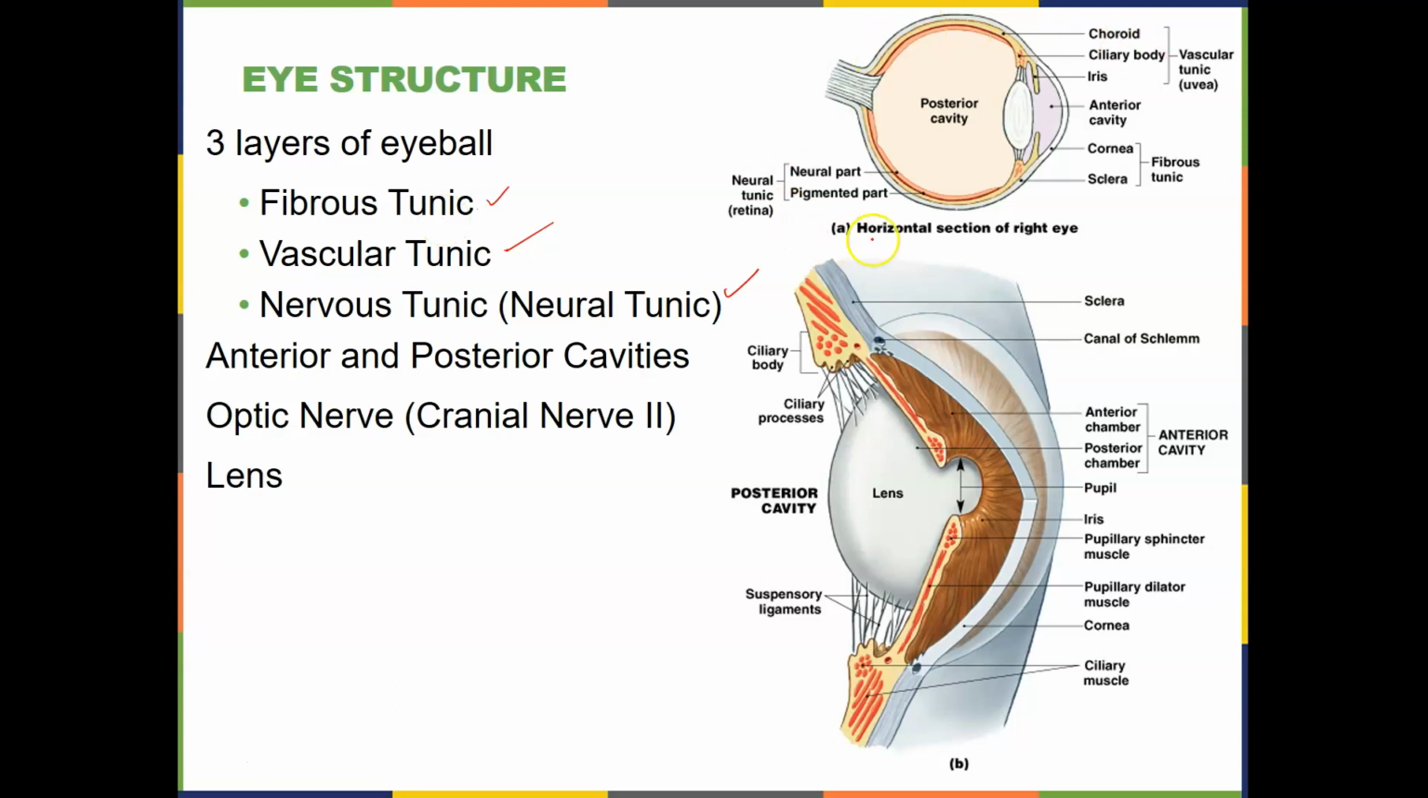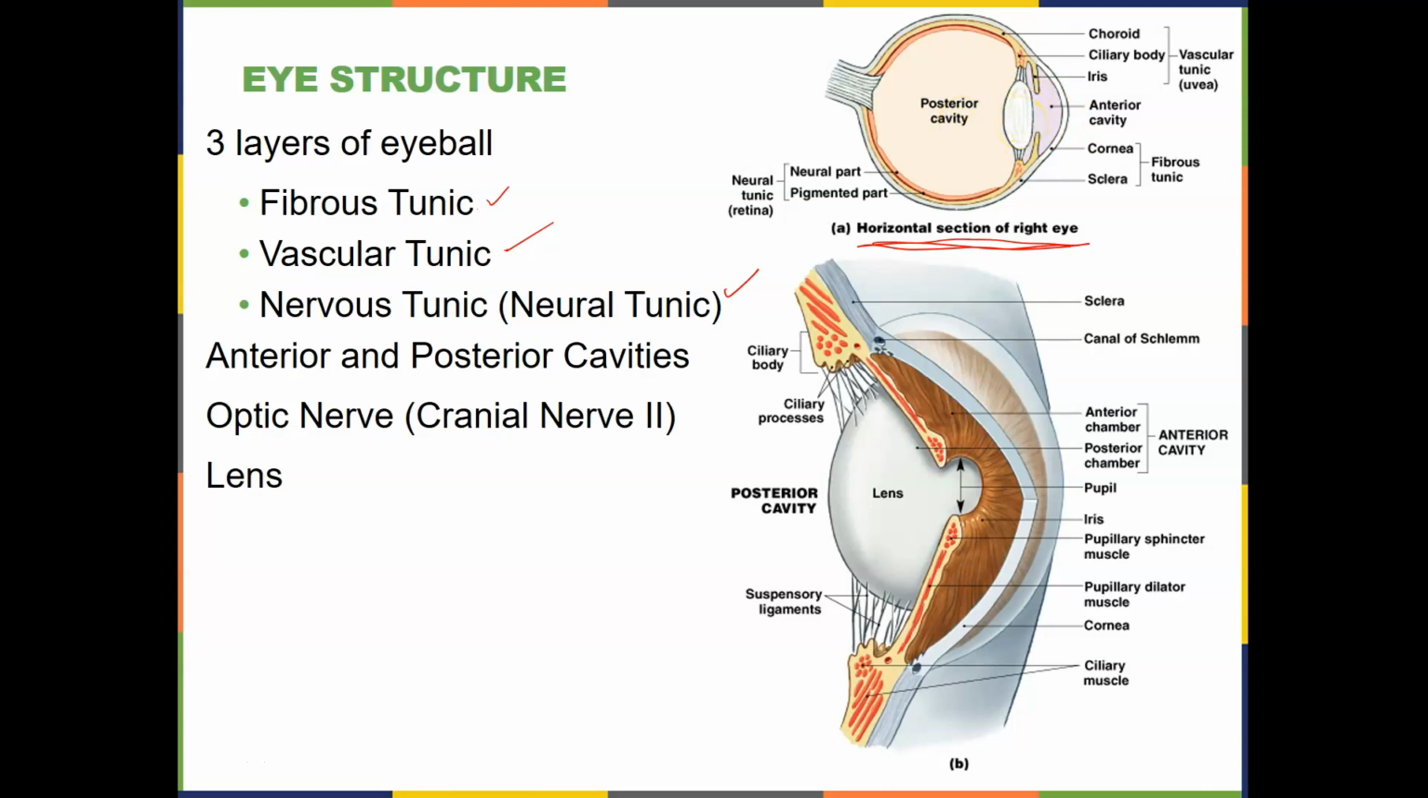So in this horizontal section through the right eye, the vascular tunic is going to consist of the choroid, the ciliary body, and the iris. The fibrous tunic is going to consist of the cornea and the sclera. The cornea is the clear part of the skin on the outside of the eye. The sclera is the white part. The cornea is basically overlying the anterior cavity. The eye itself has the anterior and the posterior cavity separated by the lens.